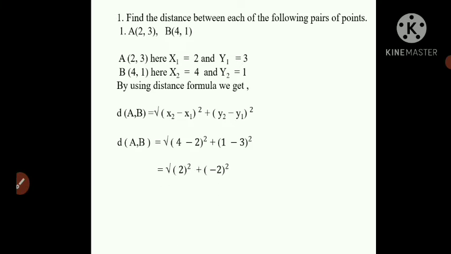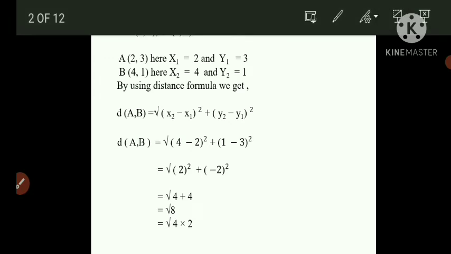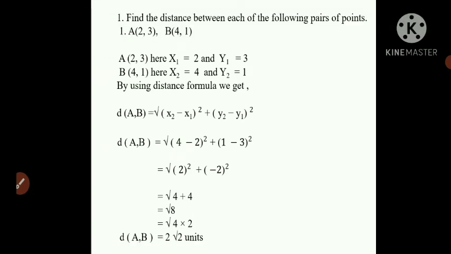So we'll simplify this. 4 minus 2 will be 2 to the whole square plus 1 minus 3 will be minus 2 the whole square. Now 2 square is 4 and minus 2 square is also 4. So 4 plus 4 will be 8, so root 8. When you split this, you get 4 into 2 is 8. Now 4 is a perfect square, root of 4 is 2. So we get 2 root 2 units.